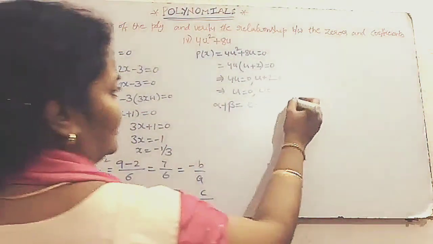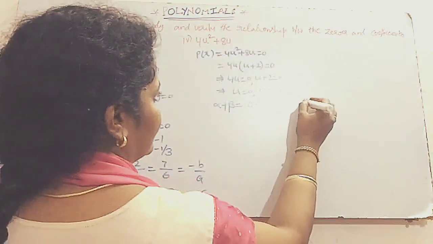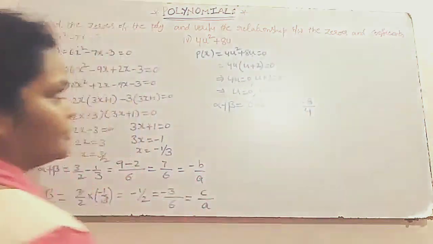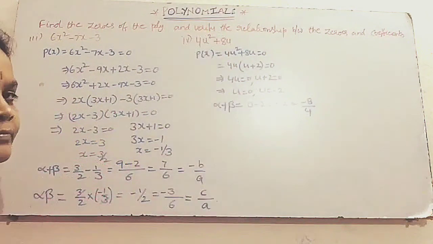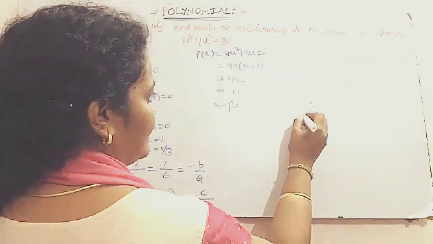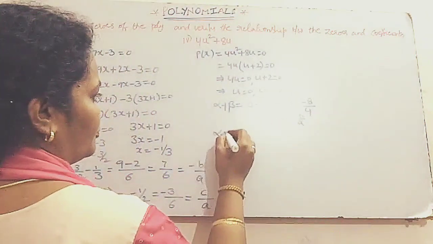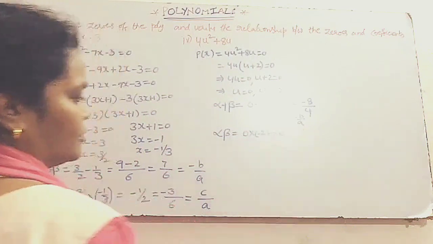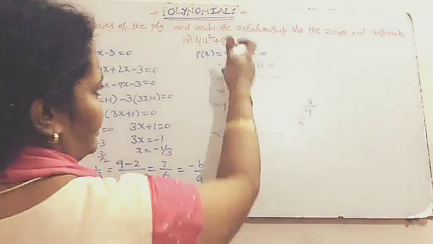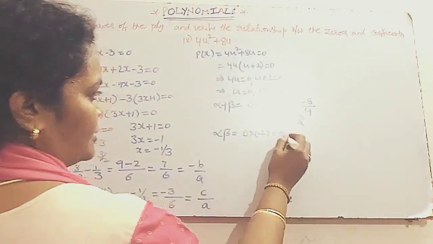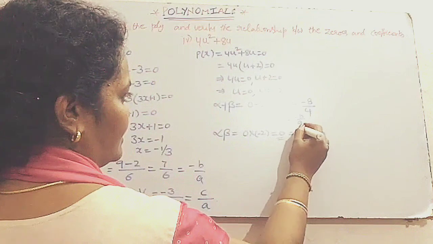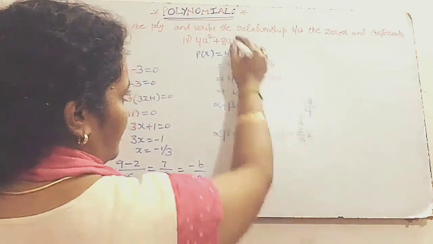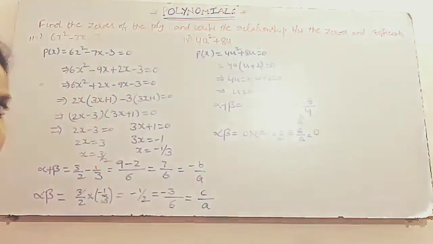I will write -2 as -8/4. That means -b/a. And product of roots alpha beta, 0 multiplied by -2, that is equal to 0. So the constant term is not there, so that is equal to c/a. The constant term is not there, that means 0.